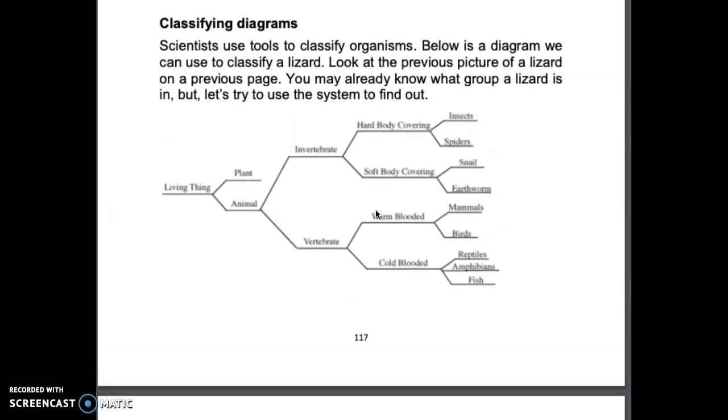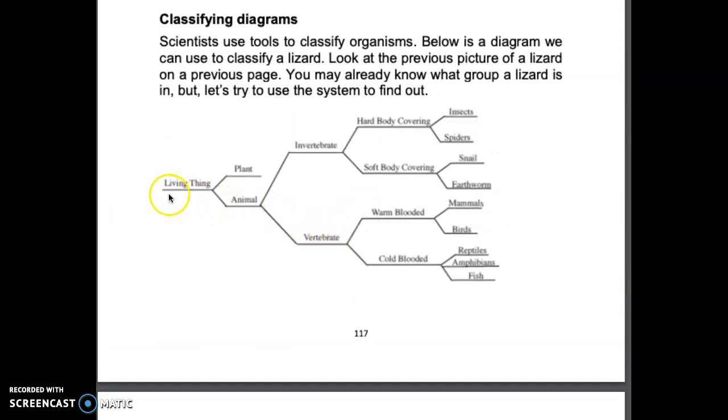Okay, so back to our diagram. Remember, we said that a lizard is an animal. We said that a lizard is a vertebrate, has a vertebrae. And we just said that a lizard is a cold-blooded animal, okay? Now we're left with three different options. Let's keep reading.